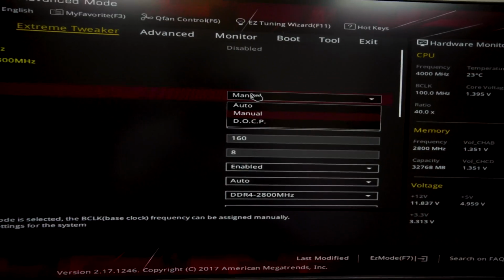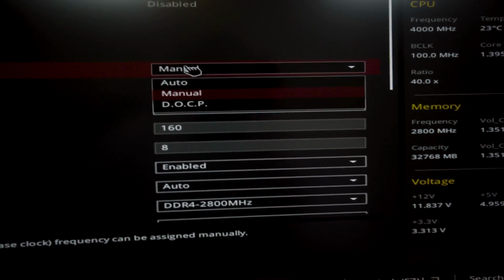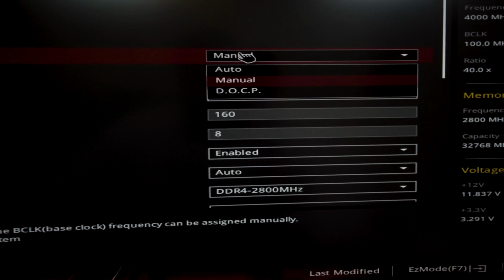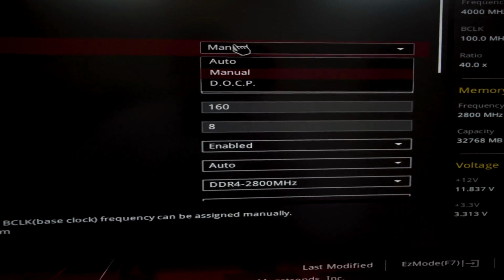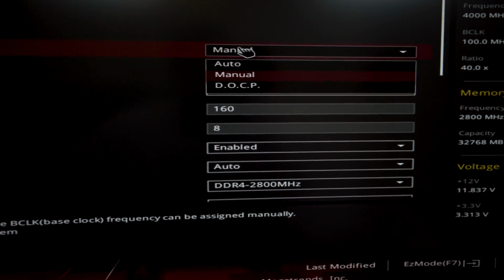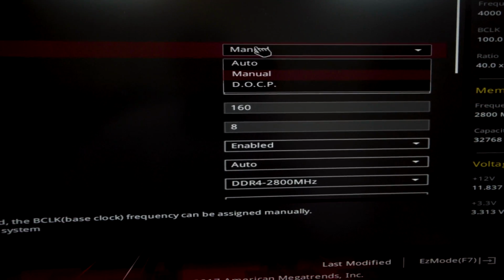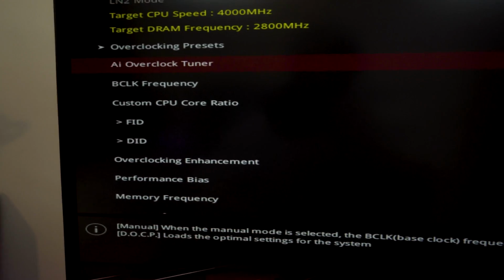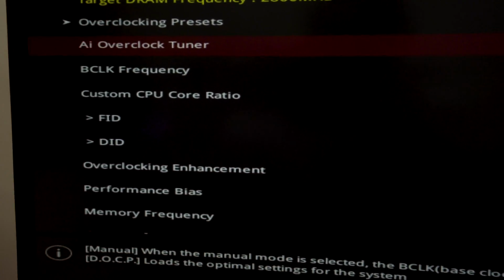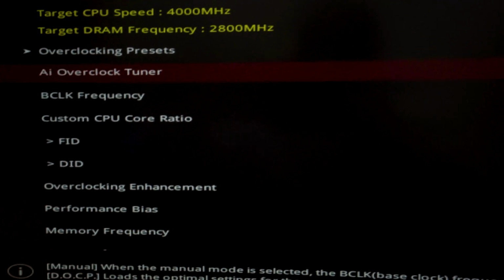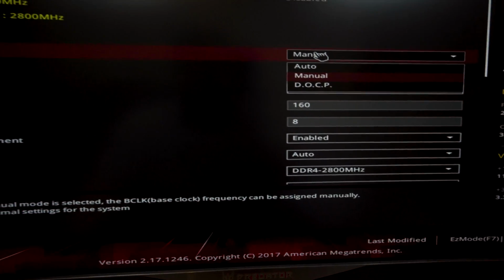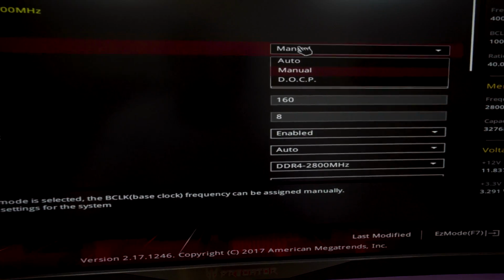Now, DOCP is the AMD equivalent of XMP on Intel motherboards. So that allows you to automatically overclock your memory. I've personally found that that hasn't worked fantastically well for me. It's done all sorts of strange things with the BCLK frequency and moved that up from 100 to 102, I think. Anyway, long story short, it didn't work for me.